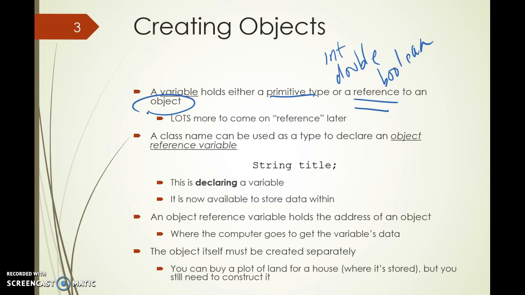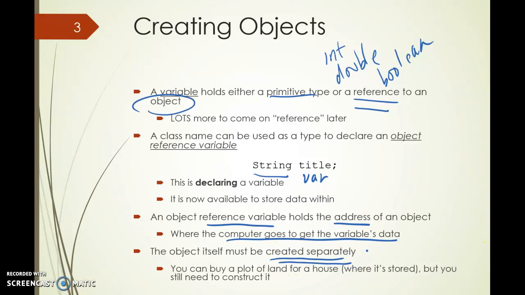Now, a class name can be used to declare an object reference variable. So in this case, string is the class and title is the variable name. And in this case, I am declaring a variable. It is essentially ready so that I can save stuff with it. So I can save data there. And the reference variable holds the address of an object. And this is where the computer will go to actually get the data that the object contains. Now, the actual object itself has to be created separately.